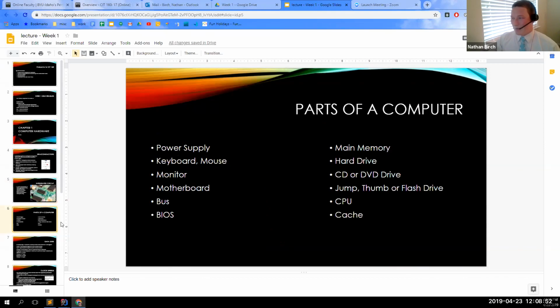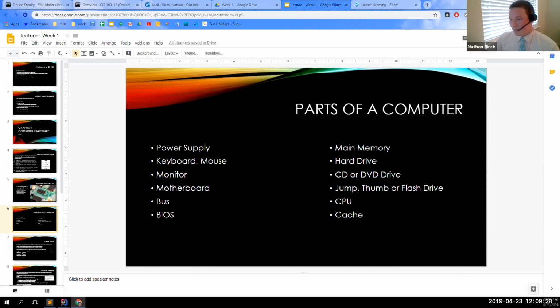So with that said, let's go over a couple of parts of the computer. We have the power supply, generally a battery, or you just plug it into the wall. We have a keyboard and a mouse that are used for the user to interact with the computer, to provide input for the computer. We have the monitor, which provides output to the user. We have the motherboard, which is kind of like the hood of a car.